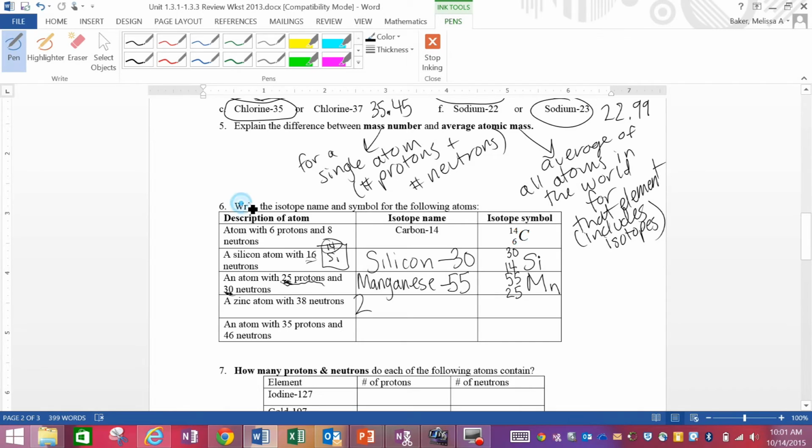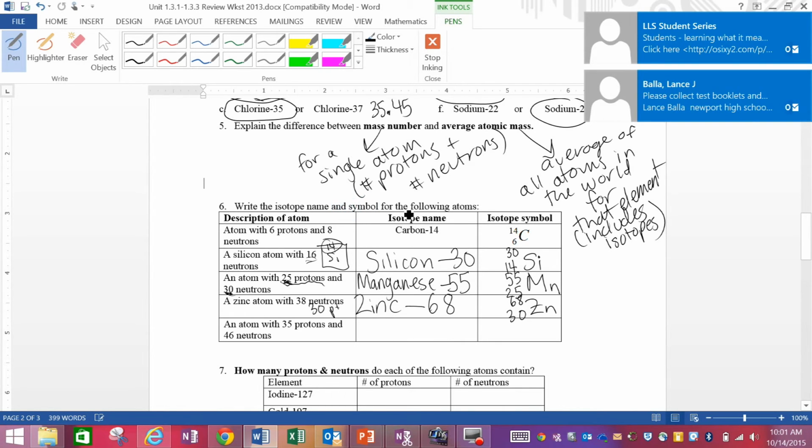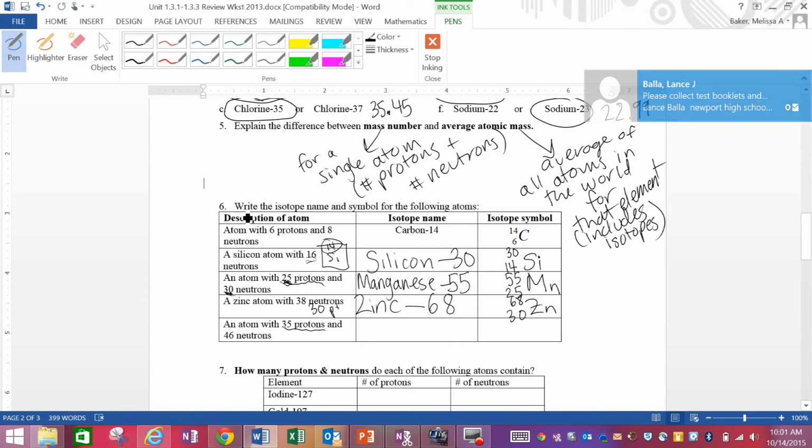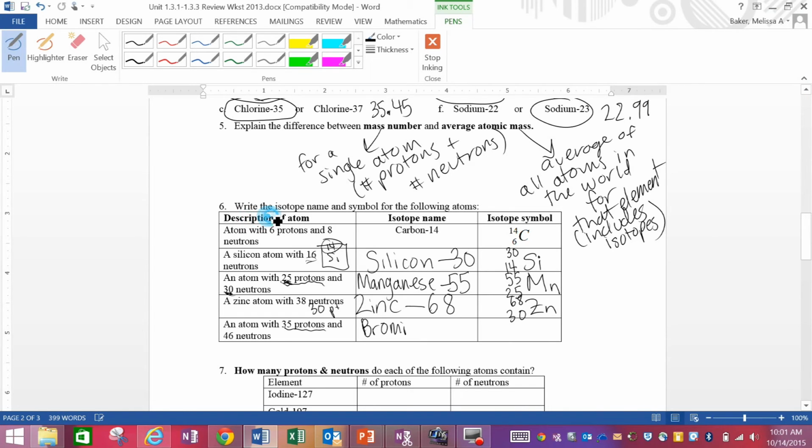A zinc atom, zinc is number 30. So 30 protons. And this one's got 38 neutrons. That makes zinc 68. So 68 in the upper left corner and 30 in the lower left corner. Something with 35 protons. Well, I looked up element number 35. It's bromine. 35 plus 46 tells you the mass is 81. So you'd have bromine with an 81, and then the lower left would be a 35.